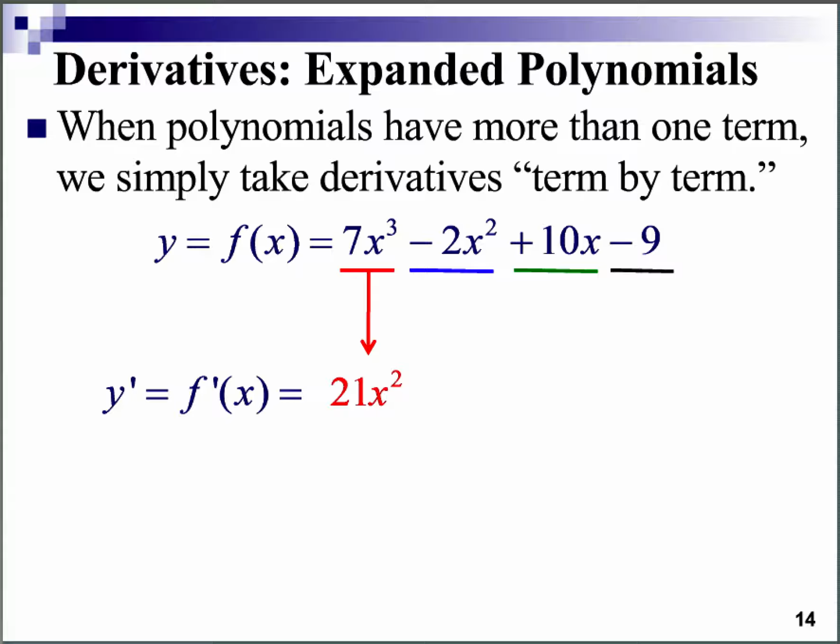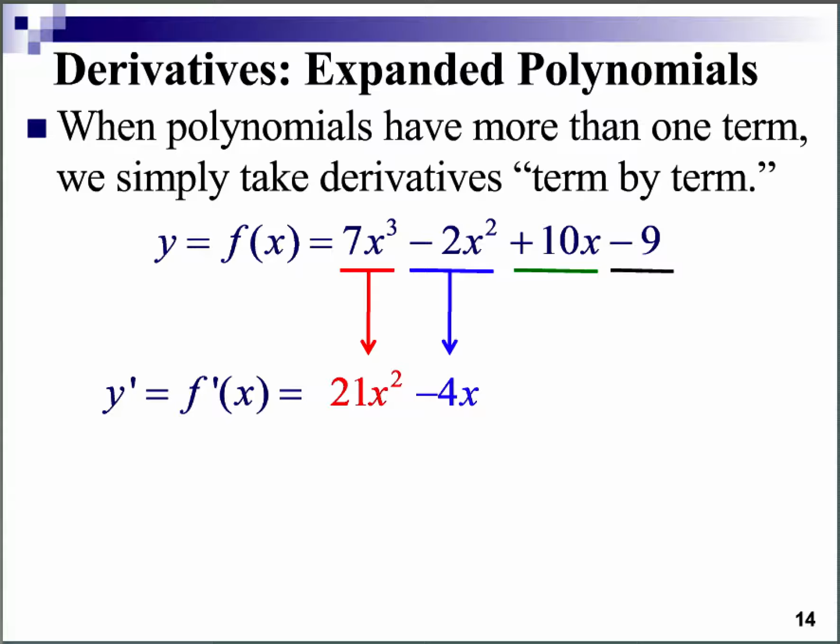The derivative of the second term is going to be negative 4 times x to the 1. If I reduce 2 by 1, I get 1. So 4x to the 1 we're just going to write as 4x. Remember here, the sign in front stays, so we don't just get rid of that.